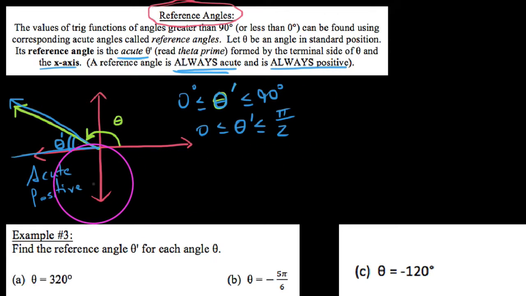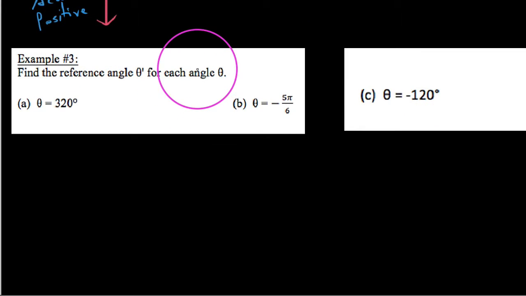So here's what we want to do. We want to find reference angles quite a bit, and they're very, very simple to find. It just takes some practice. Let's try to find the reference angle for the given angles down here. Find the reference angle theta prime for each angle theta.